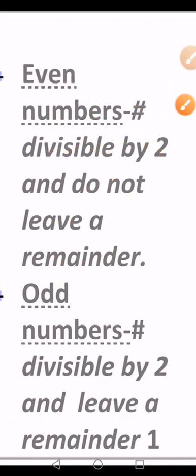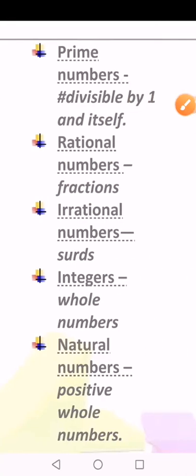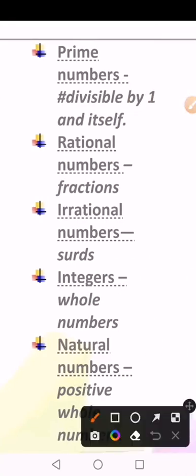Then we move on to another type of numbers, or sets of numbers. We have what you call prime numbers. A prime number is a number with only two factors, that is 1 and itself.